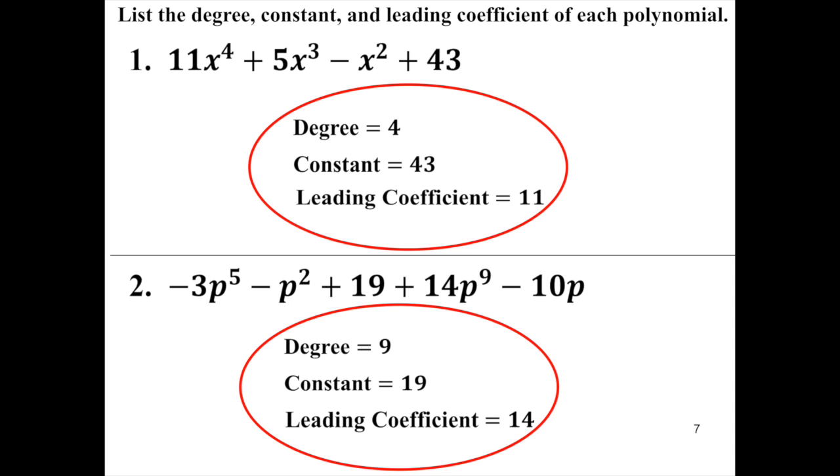Check your answers here. Hopefully you're starting to catch on. To be honest, most students find these to be easier to do than some of the other ones that we've had to do in the past. But that's pretty much the gist of it. That's what we're looking for: the degree, the constant, and the leading coefficient. As you do some more of those, you'll get a little bit more practice and it'll become easier for you as well.